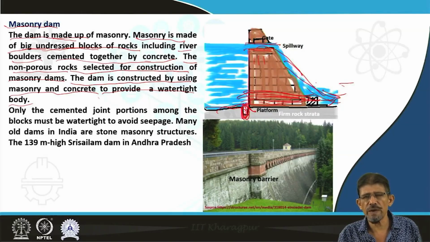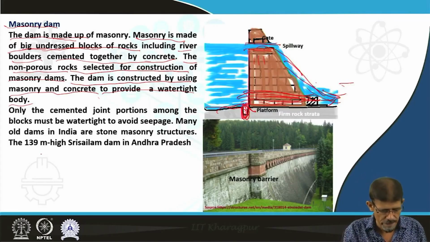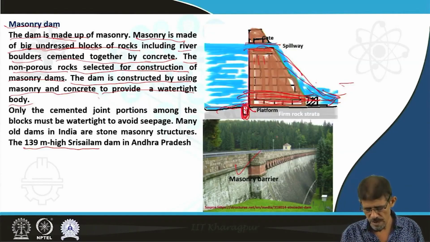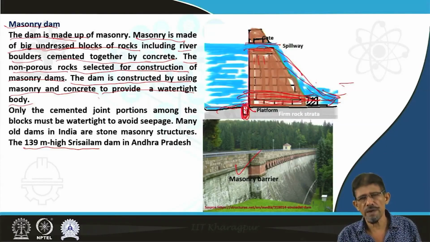In this way, the masonry dam is suitable overall for various purposes, and one excellent example in India is the 139 meter high Swayam Dam located in AP, India. You can see here this view also taken from the net. This dam is located in some foreign country.